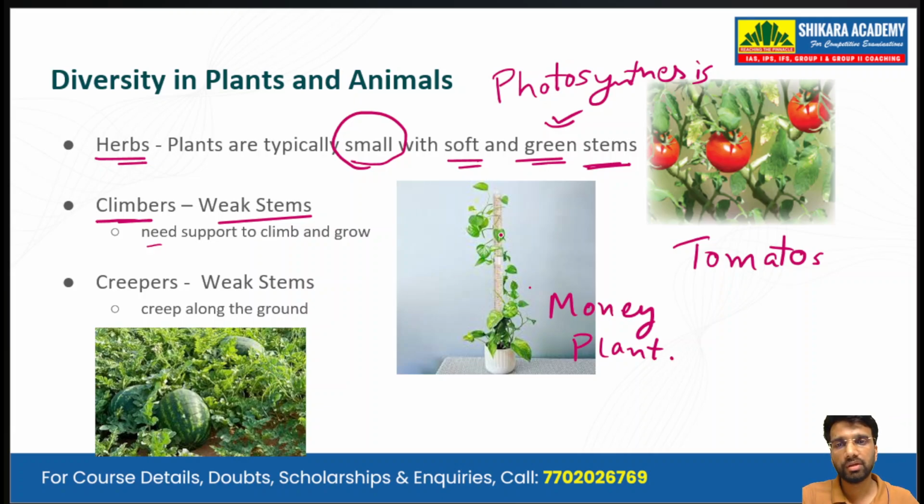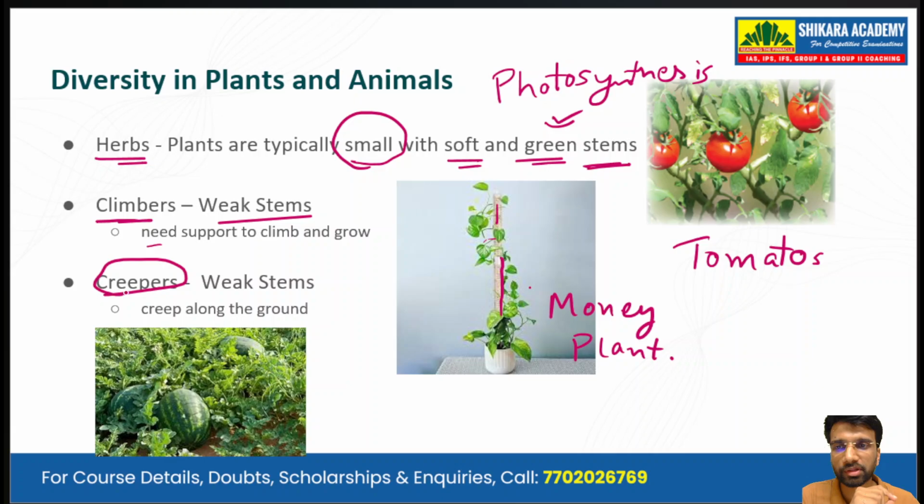As you can see, in the money plant, the stem is really weak. They're very thin and weak stems. The stem cannot hold the weight of the entire plant. So they need a support to climb above.